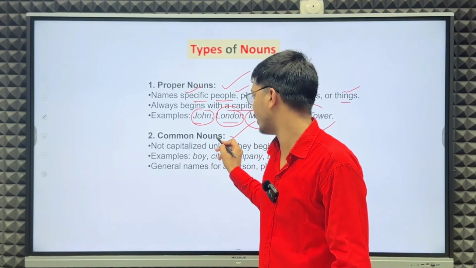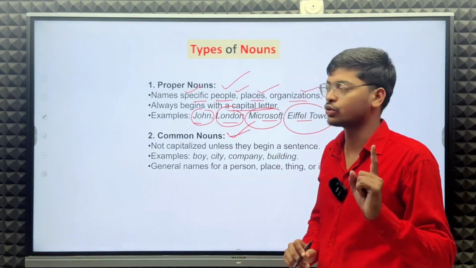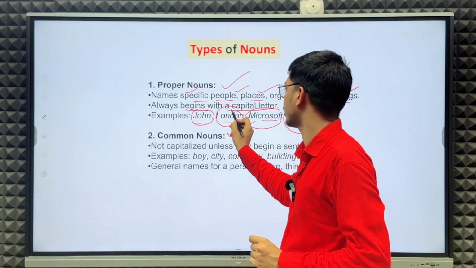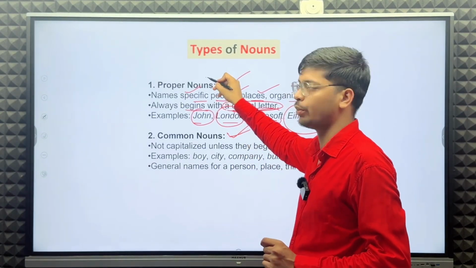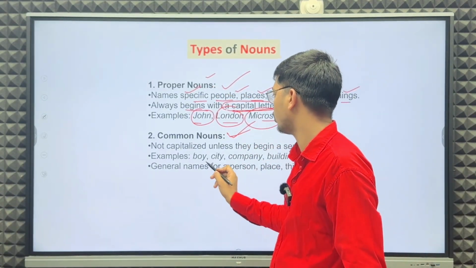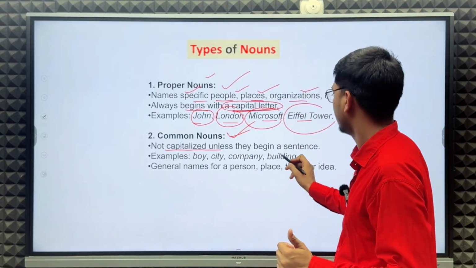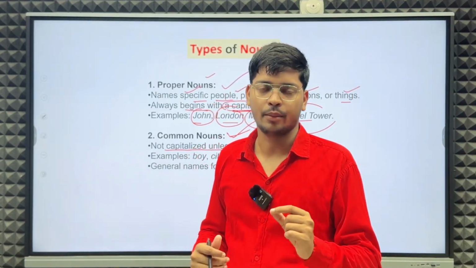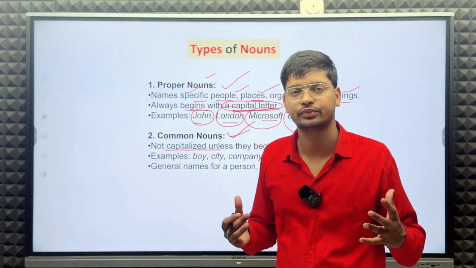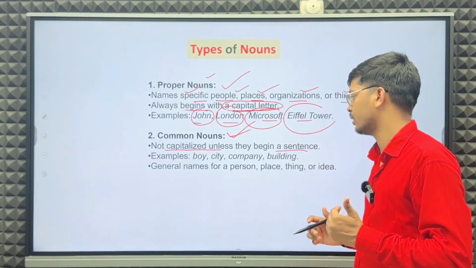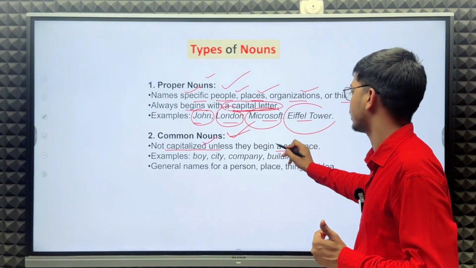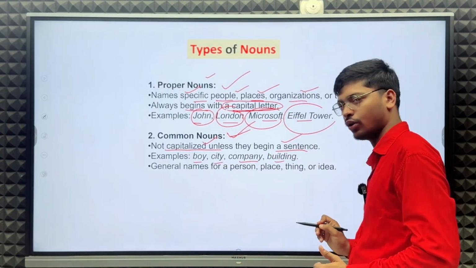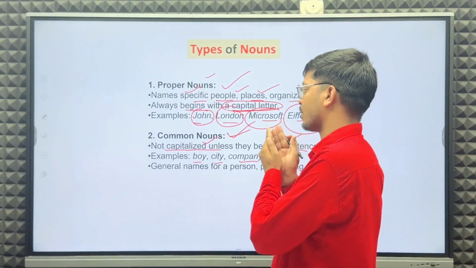The next type is common noun. Always remember, proper nouns always begin with capital letters, but common nouns are not capitalized unless they begin a sentence. This is the most important thing here. I have seen many people make mistakes with capitalization. For example, boy, city, company, building. These are all common nouns.